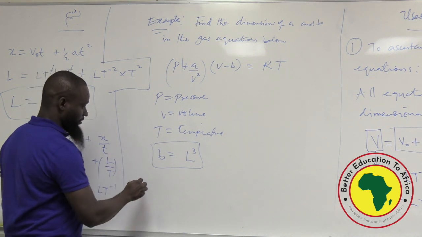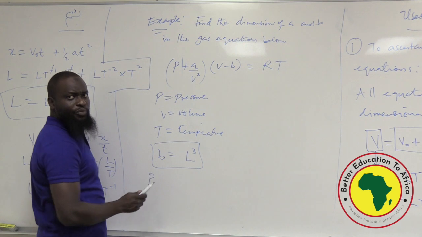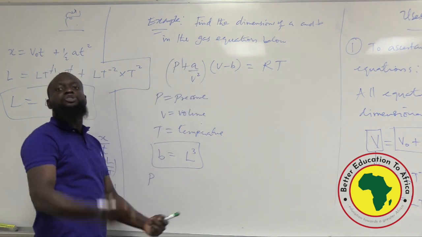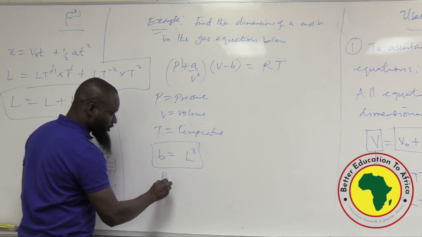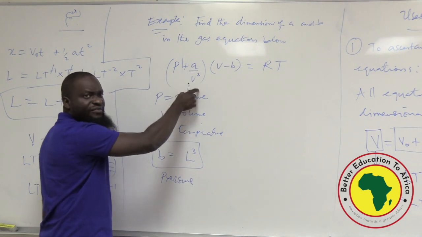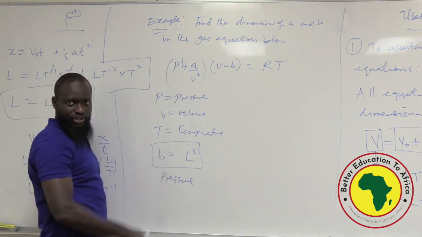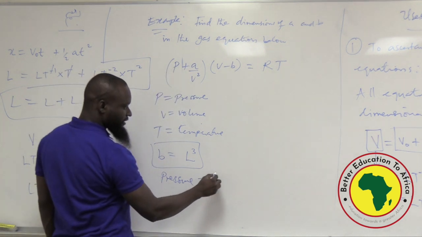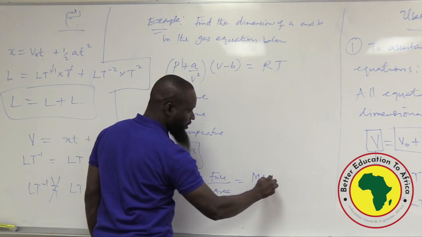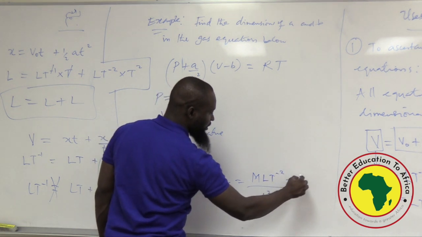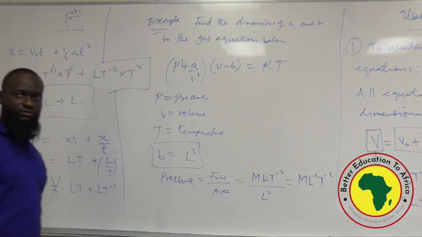What are the dimensions of A? A over V squared is added to pressure. So A over V squared as a whole is also pressure. And V is volume. So let me get the dimensions of pressure first, and then equate A over V squared to that dimension. From there I can get the dimensions of A. Pressure is force divided by area. Force is mass times acceleration, m L t to the minus 2. Area is L squared. So one L cancels, and it's m L to the minus 1 t to the minus 2. That's the dimensions of pressure.